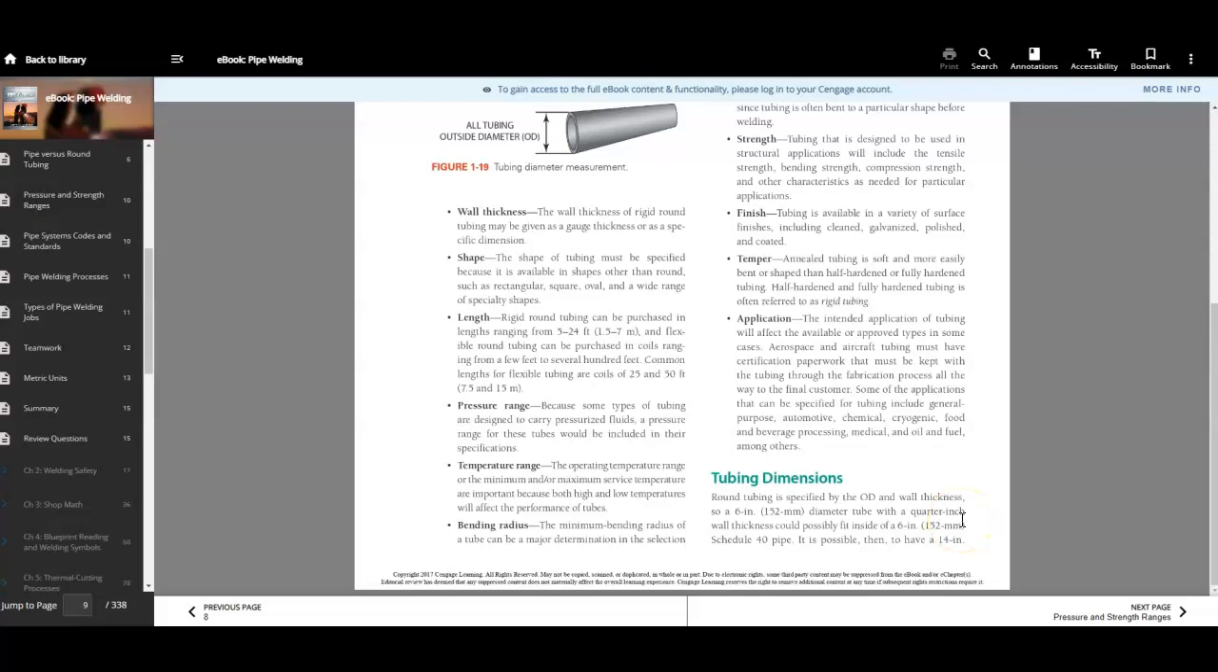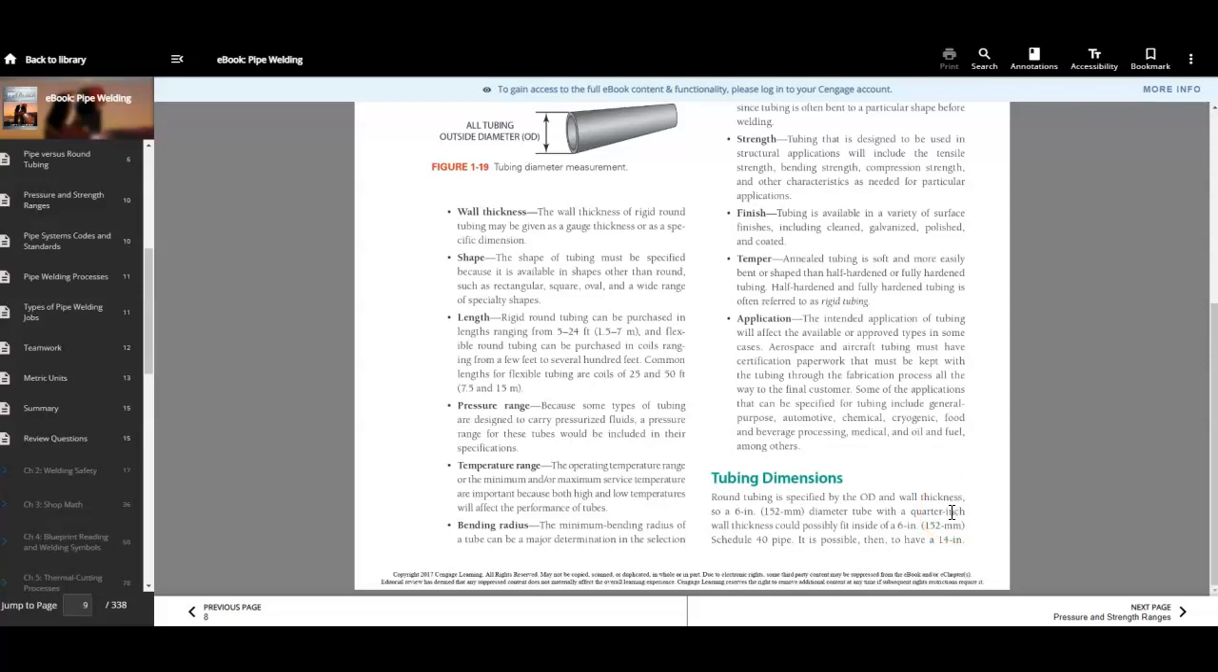Application. The intended application of tubing will affect the available or approved types in some cases. Aerospace and aircraft tubing must have certification paperwork that must be kept with the tubing throughout the fabrication process, all the way to the final customer. Some of the applications that can be specified for tubing include general purpose, automotive, chemical, cryogenic, food and beverage processing, medical, and oil and fuel, among others.